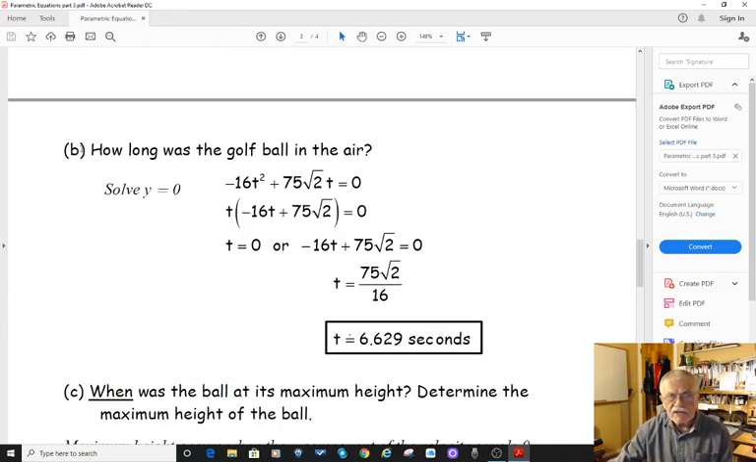Okay, so now let's answer some questions. Part B, how long was the golf ball in the air? Well, this is one of those duh moments. The golf ball is in the air until it hits the ground. Well, what's true on the ground?